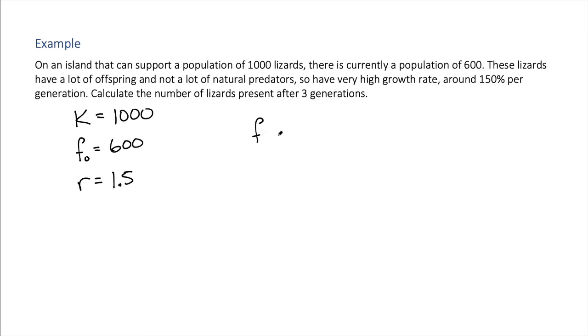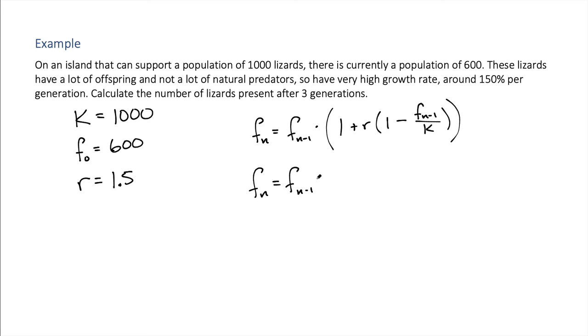So our formula for logistic growth is F sub n equals F sub n minus 1 times 1 plus R times 1 minus F sub n minus 1 over K. And that's our general formula. Now we know R and K, so we can plug those in. F sub n equals F sub n minus 1 times 1 plus 1.5 times 1 minus F sub n minus 1 over K, which is 1,000.